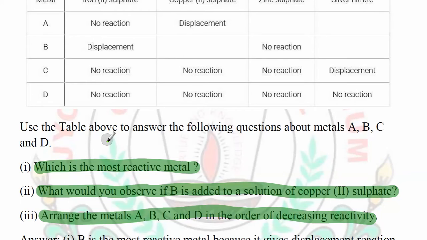First, we have to find out which is the most reactive metal of the four, that is A, B, C and D. So as we know, if we are comparing zinc and iron here, zinc is the more electropositive, more reactive element in comparison to iron.